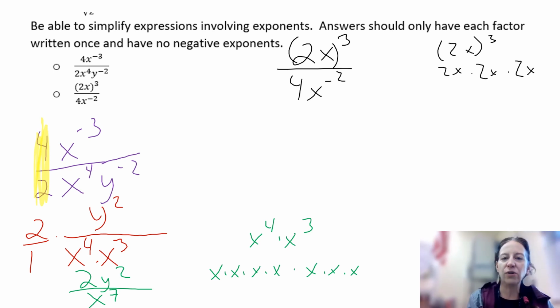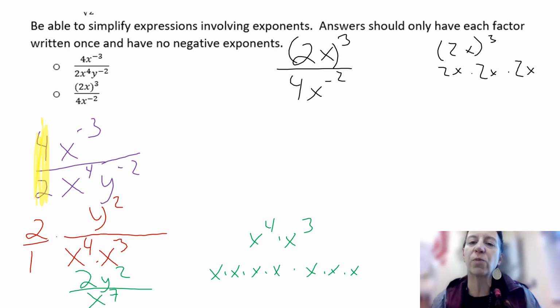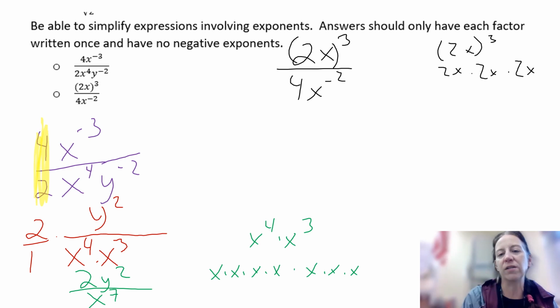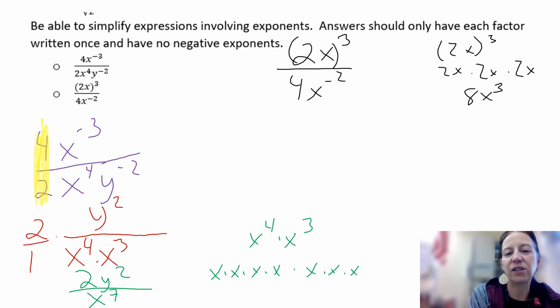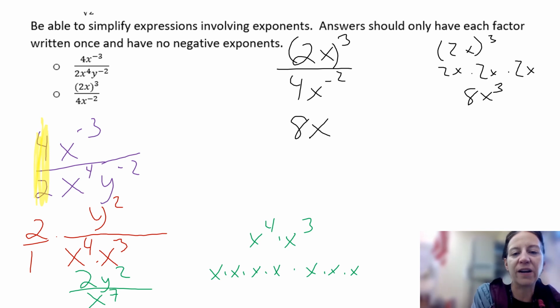Now you can also do that with one of the properties of exponents where you would multiply the exponent through to all the existing exponents, but I'm not doing it that way. So 2 times 2 times 2 is 8. x times x times x is x cubed. So that numerator is 8x cubed over 4x to the negative 2.